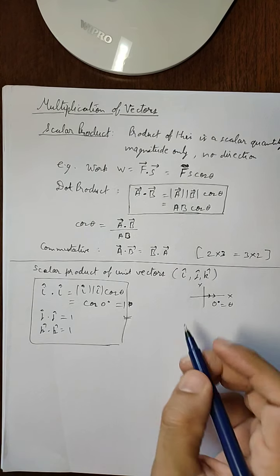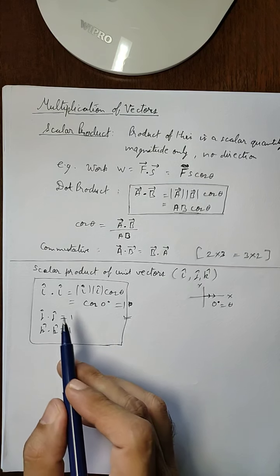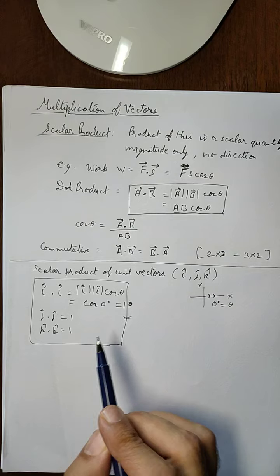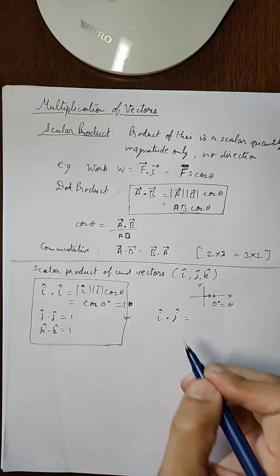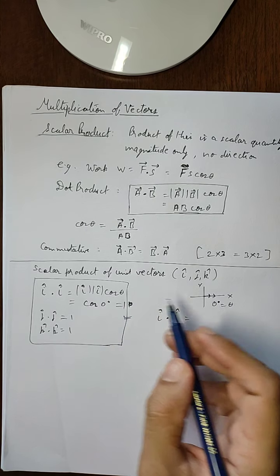So these are very important formulas for unit vectors. Similarly, we can apply the same concept if we are using scalar product between different unit vectors, that is i cap dot j cap. What will be the scalar product of i cap dot j cap? We are going to apply the same formula.